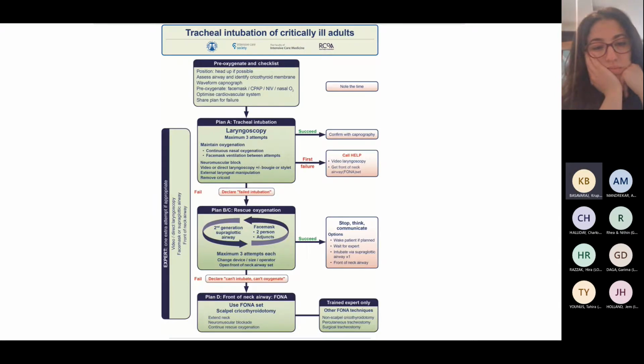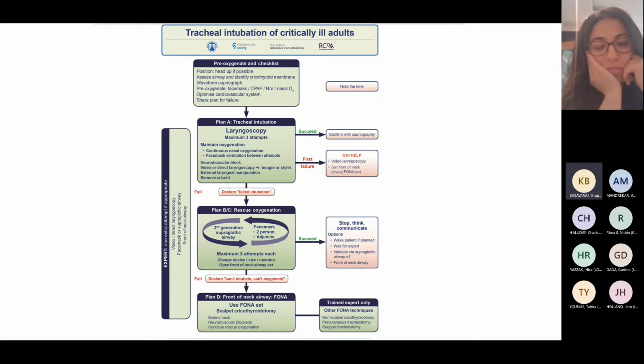This is one from the Difficult Airway Society guidelines for tracheal intubation in critically ill adults. First is obviously pre-oxygenation, your checklist, which we've gone through, making sure you have a head-up position if possible, assess the airway and identify the cricothyroid membrane, waveform capnography, pre-oxygenation, optimization of the cardiovascular system, and share the plan for any failure, thinking that it could go wrong.